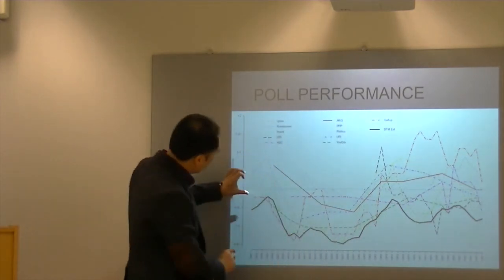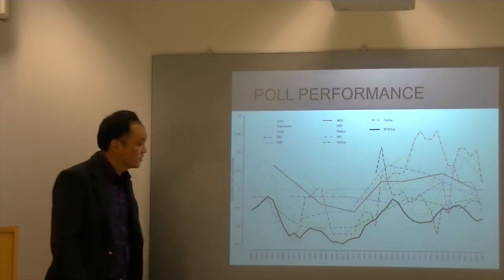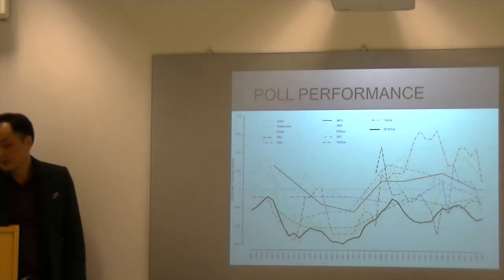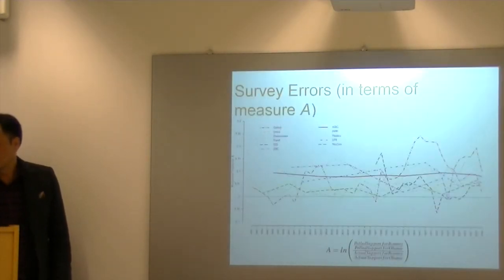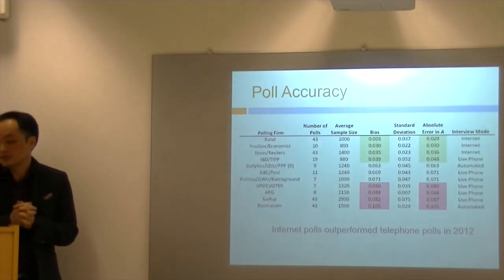And then we measure this distance and consider this distance as a survey error. Okay. So the result is something like this.